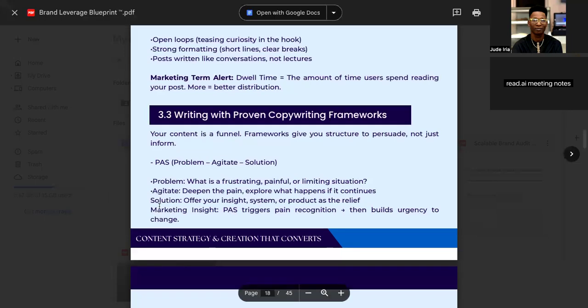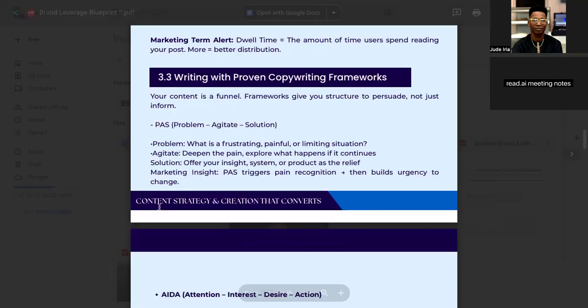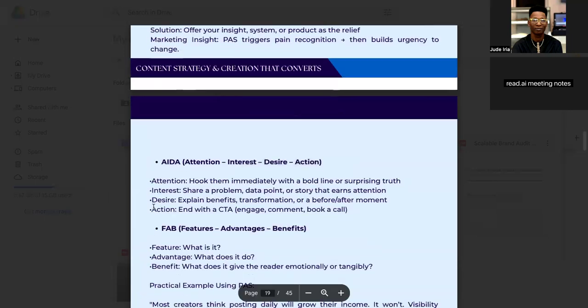There are other formulas you can use. There is also the AIDA formula: attention, interest, desire, and action. Attention is to hook them immediately with a bold line or surprising truth, like what I just said: you are broke. That is a bold, surprising truth. It's a bold line, a scroll stopper.